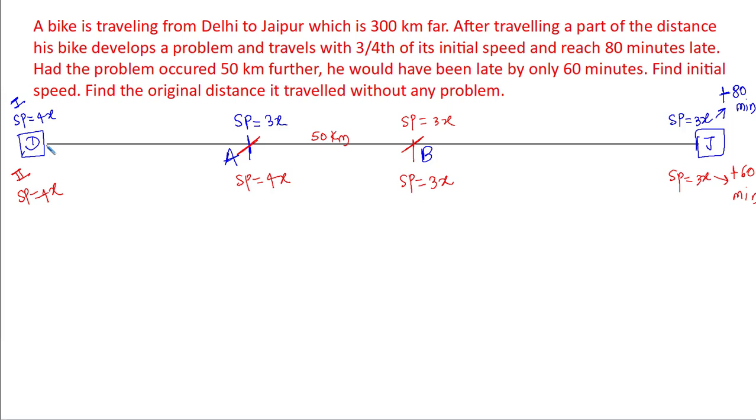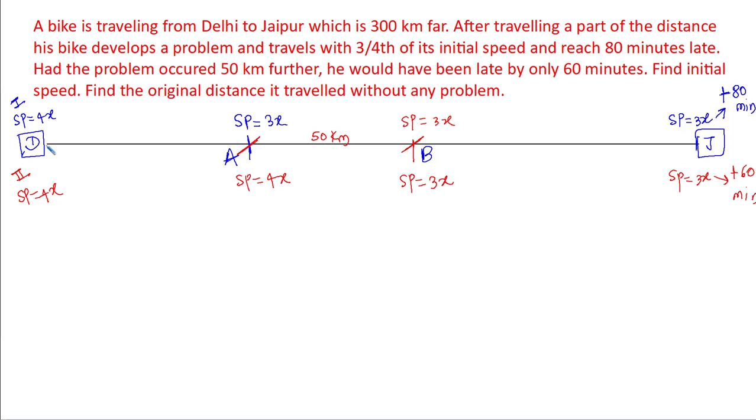Okay, so for the distance AB, the speed is different in both the cases. And for the distance BJ, in the first case it is traveled with a speed 3x, and in the second case it is also traveled with a speed 3x. So for the distance BJ, the time taken is the same in both cases. For the distance dA, the time taken in both cases is the same. So this 20 minutes difference comes because of distance AB.